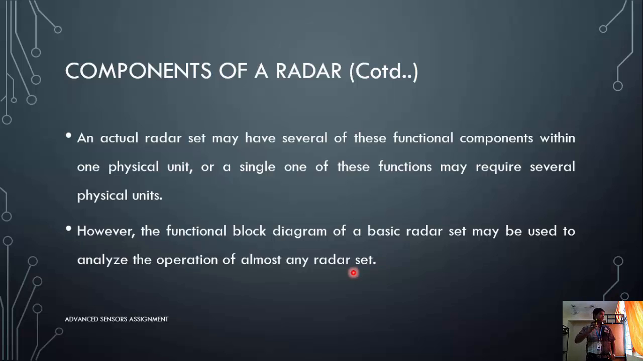These are not in every sensor. There are many radar sensors available. The basic working principle is based on the receiver, transmitter, synchronizer, duplexer, and antenna. However, the functional block diagram of a basic radar set may be used to analyze the operation of almost any radar set.